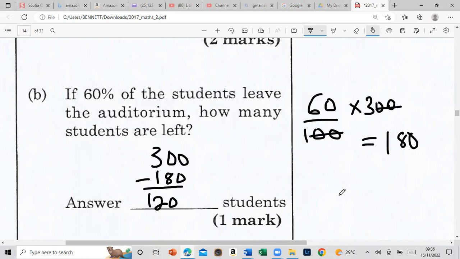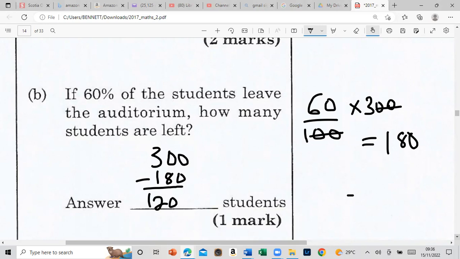I don't like how they structure it though, as it leaves room for other interpretation. I either say how many students left. That just makes no sense to me. I say if 60% of the students leave the auditorium, how many students left?